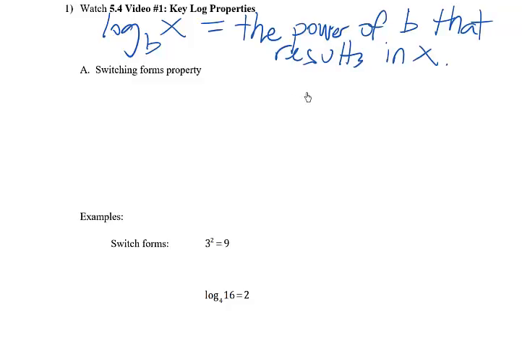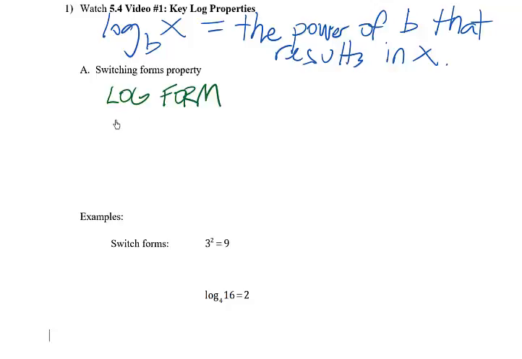Well, this section begins with a couple of very, very important properties related to logarithms. We're going to use these properties then to help us solve some equations. The first property is called the switching forms property, and it goes like this. Let me start by writing a statement in what's called log form.